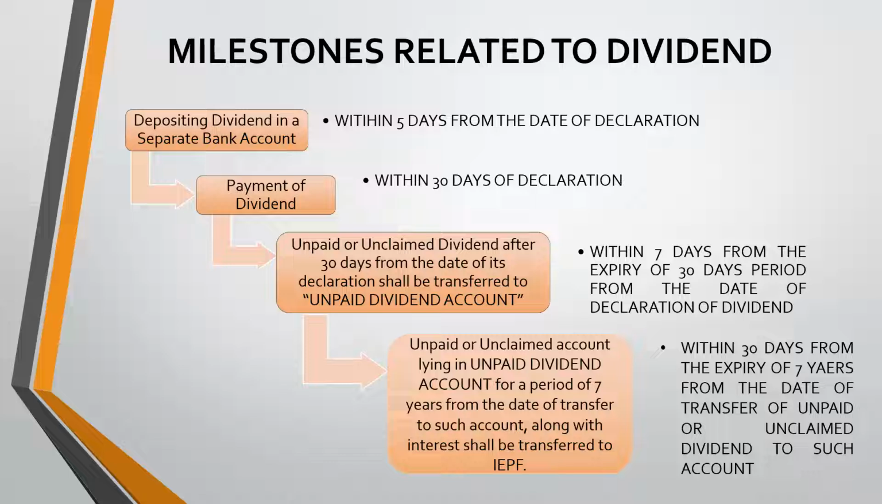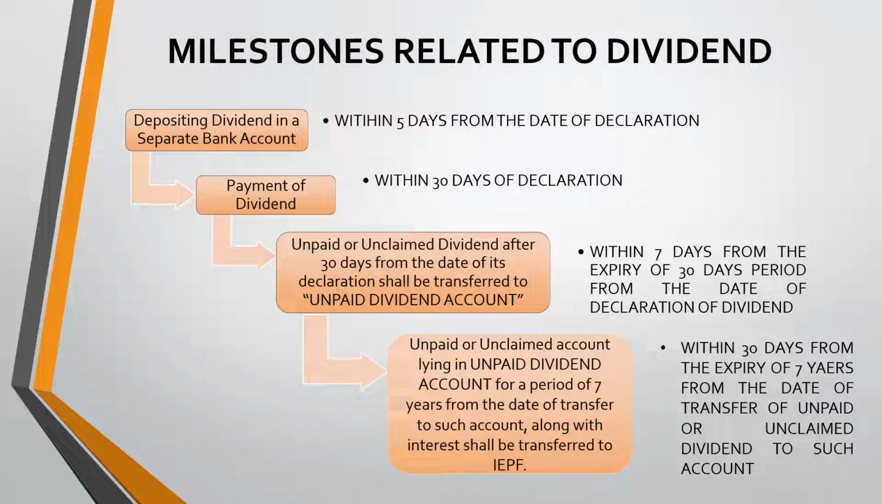So this means if any amount is paid or claimed during these 7 consecutive years, those amounts shall not be transferred to the fund known as the Investor Education and Protection Fund. Only if the unpaid or unclaimed amount is lying in that account for 7 consecutive years will that amount, along with interest, be transferred to the IEPF. What is the timeline? Within 30 days from the expiry of 7 years from the date of transfer of unpaid or unclaimed dividend to such account.